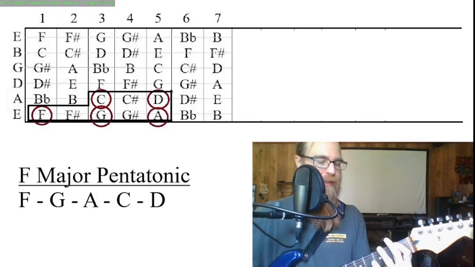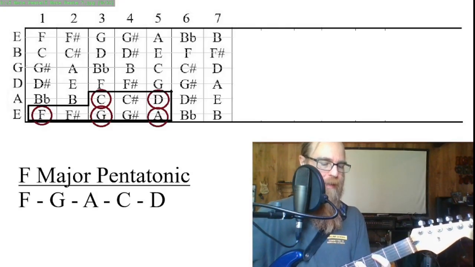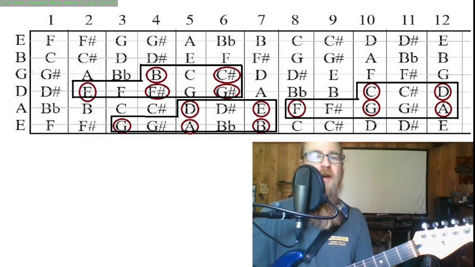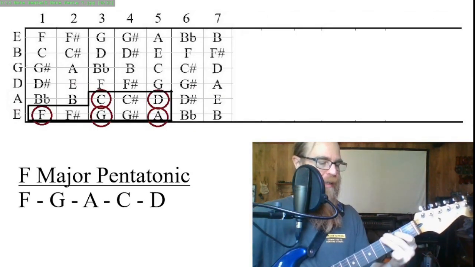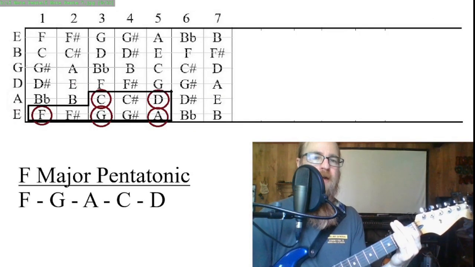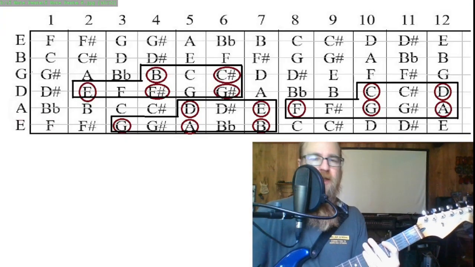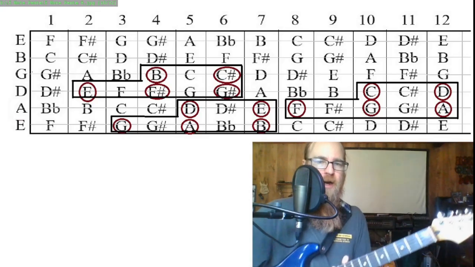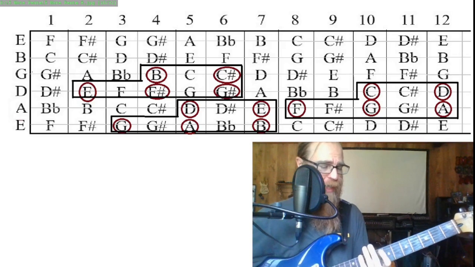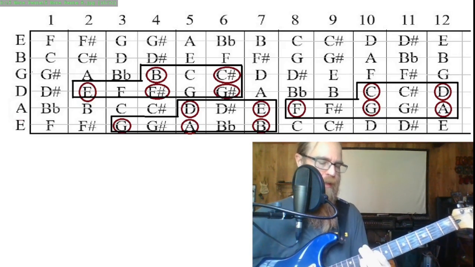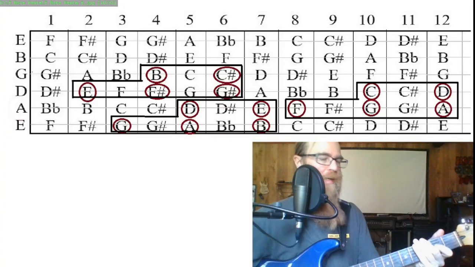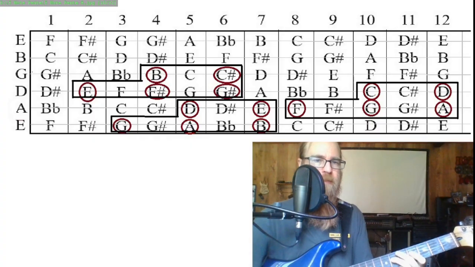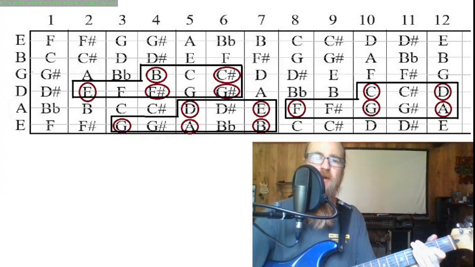So here's F major pentatonic. And then here's how you would play it on every string. Here's F major pentatonic. Here's G major pentatonic on the 6th string. On the 5th string, here's F major. And then here's E from the 4th string. And that's how you're going to play it.